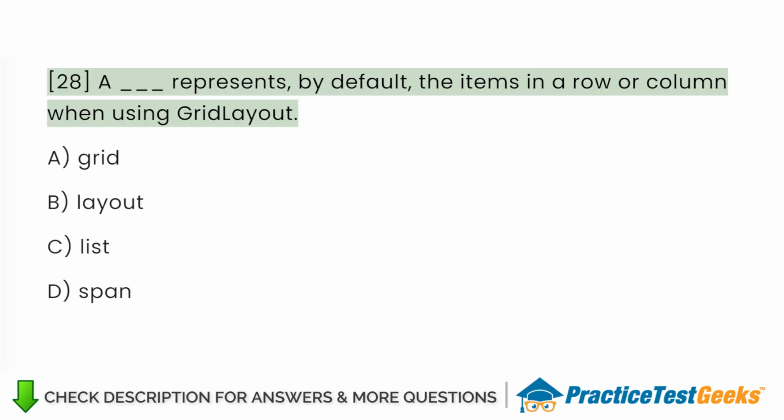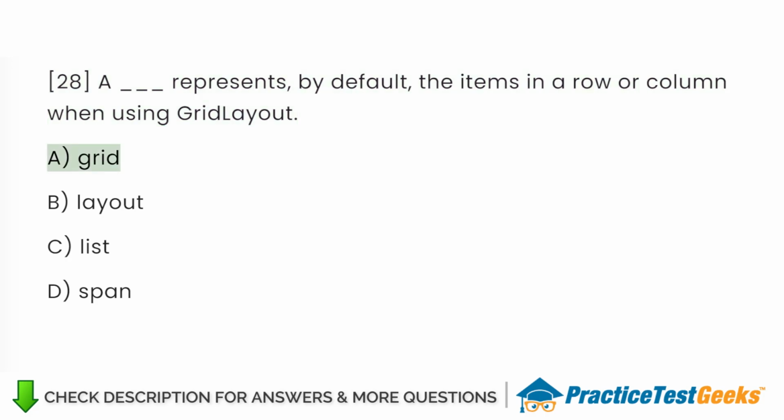A blank represents, by default, the items in a row or column when using grid layout. A. Grid. B. Layout. C. List. D. Span.